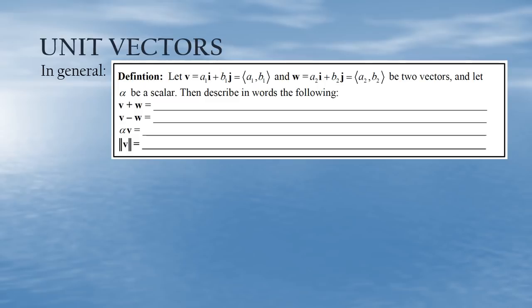Describe in words the following. So I'm going to go ahead and use symbols as my language. I'm going to say that vector v plus vector w would be equal to taking the components of a sub 1 and a sub 2, and it would be that many horizontal unit vectors plus b sub 1 plus b sub 2, and that many vertical unit vectors. Or written in components, I could say the sum of a sub 1 and a sub 2 and the sum of b sub 1 and b sub 2.